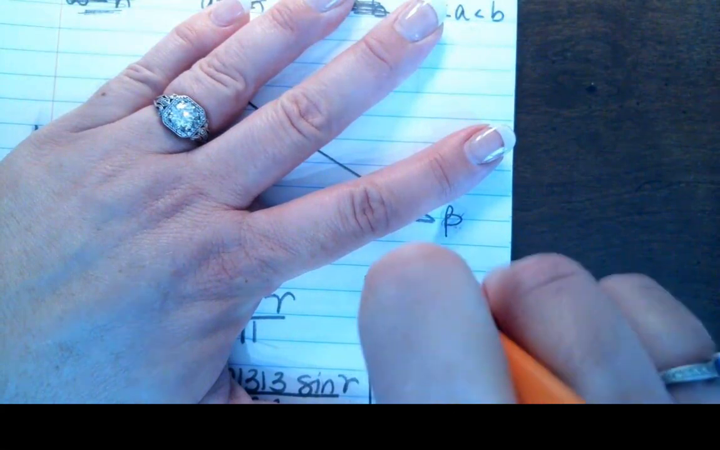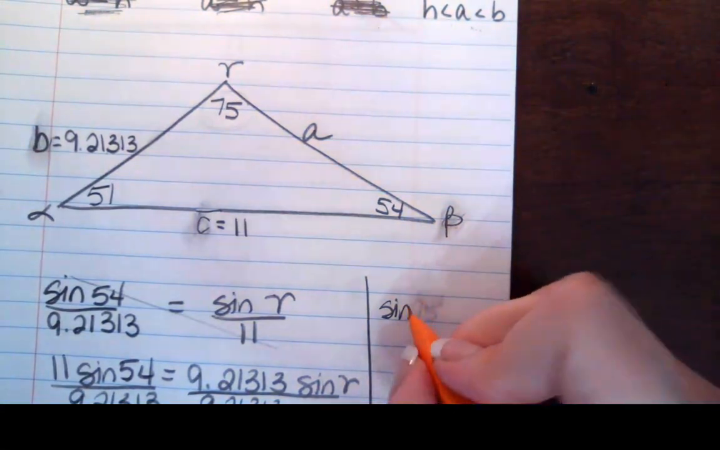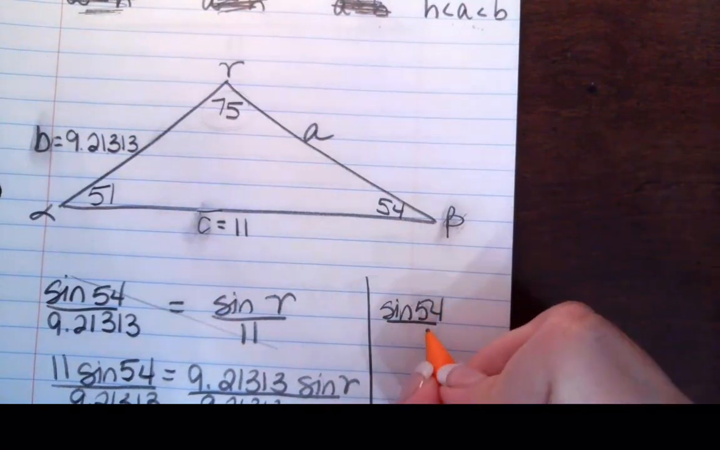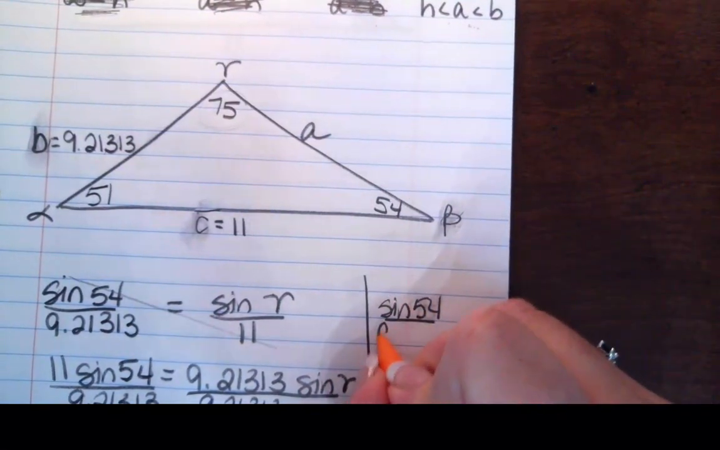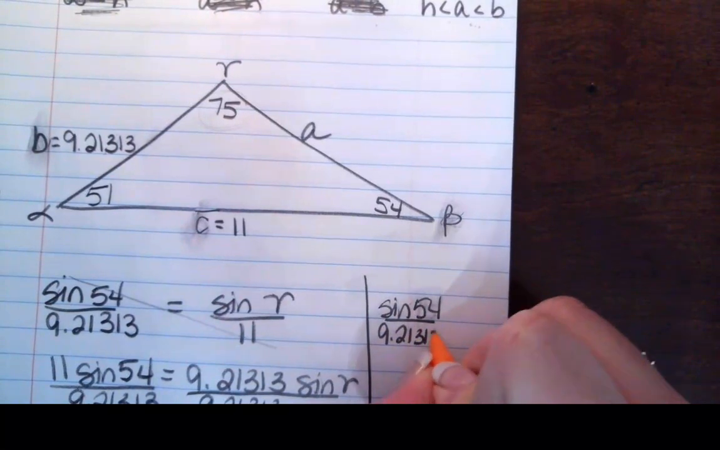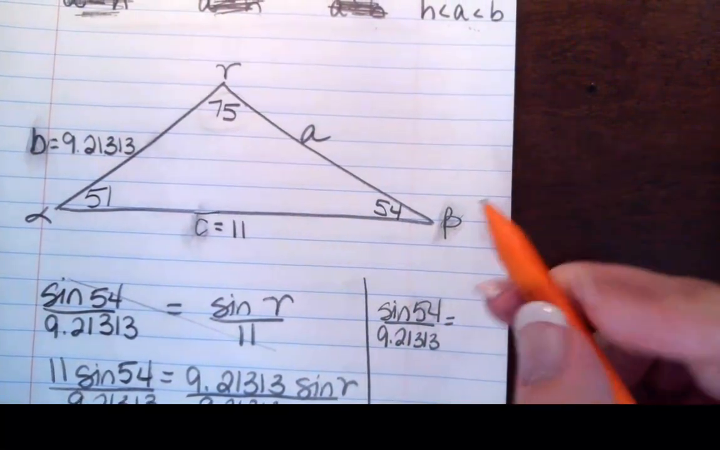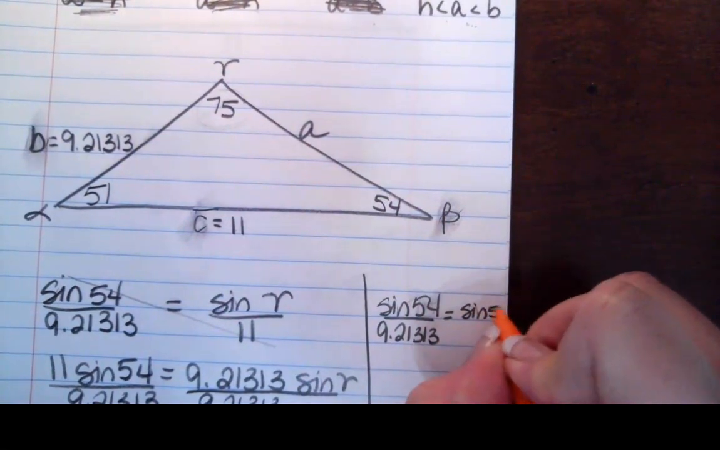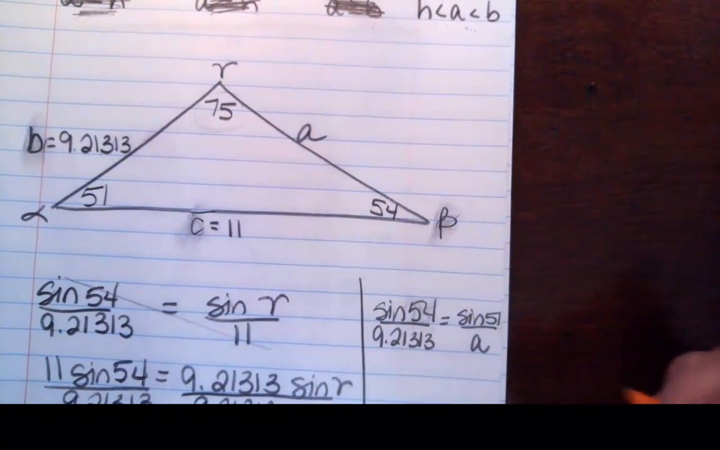I just broke my own rule. Never, ever, ever go back to the rounded values. Always go back to the values that you were given. So 9.21313 is going to equal, what am I missing? The sine of 51 over little a.